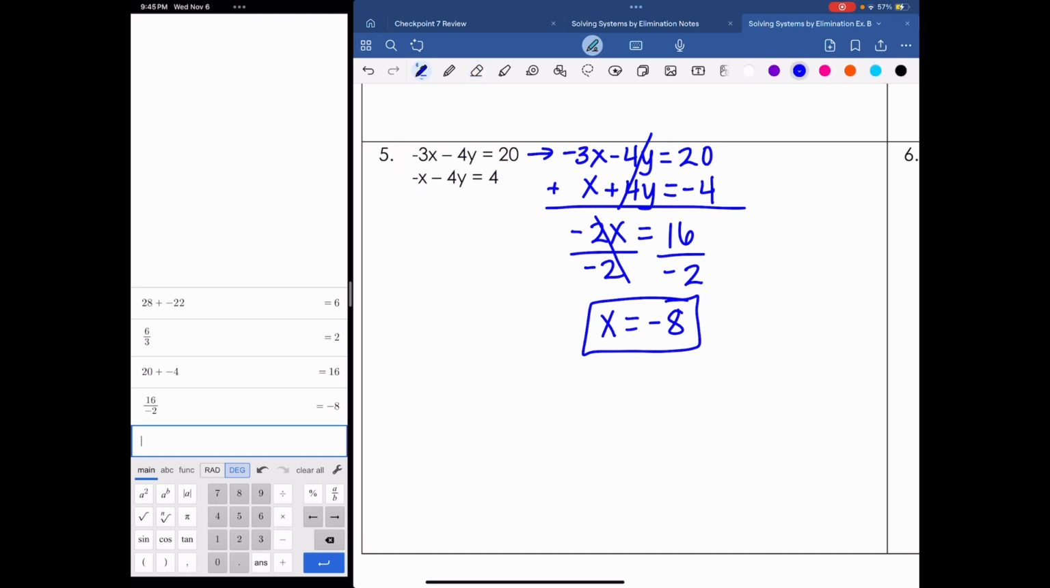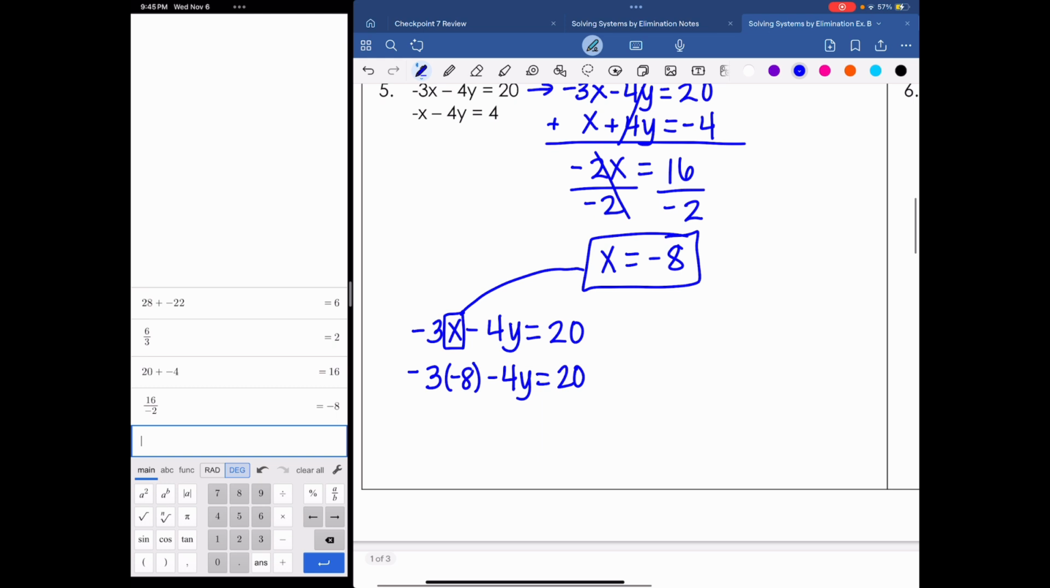Personally, I think I'm going to go ahead and use the top equation. So here I have -3x minus 4y equals 20. I know, remember, that anytime I see an x value, it is equivalent to -8. So here I have -3 times -8 minus 4y equals 20. Our next step is to solve for y. -3 times -8 is a positive 24 minus 4y equals 20.